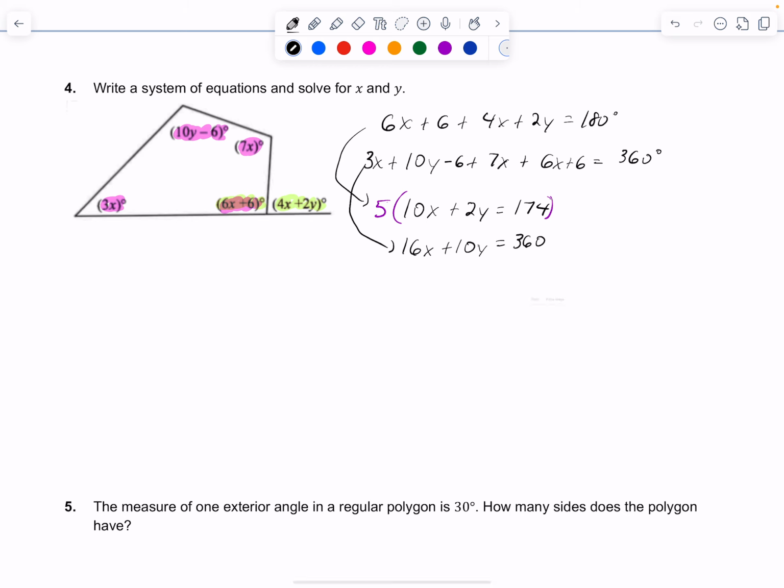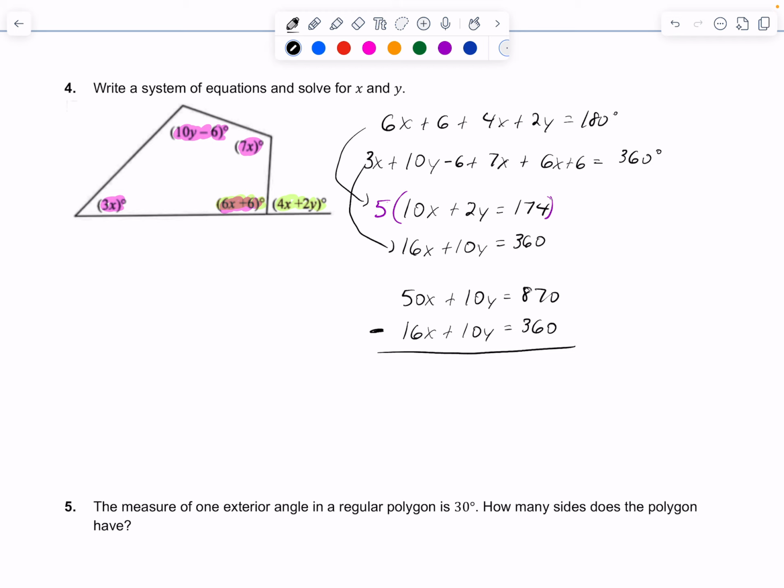So I'm going to multiply that by 5 to get 50x plus 10y equals, and that's going to be 870. Multiply 174 times 5. Copy down 16x plus 10y equals 360. I'm going to subtract. Remember, if you're doing this on your own, you could add. Just make sure you get opposites, right? We practiced that in the first semester. It's up to you, right?